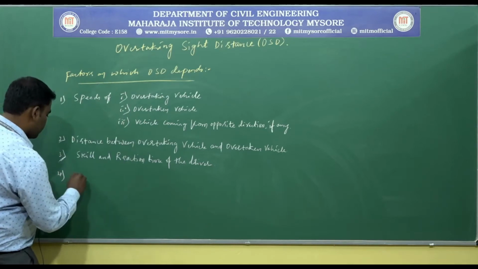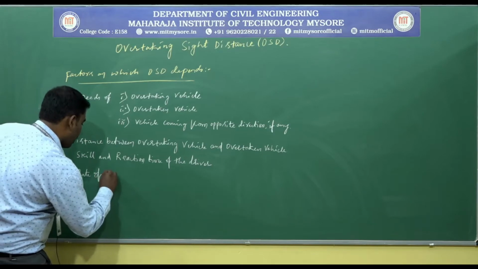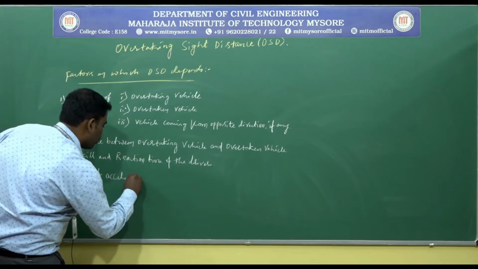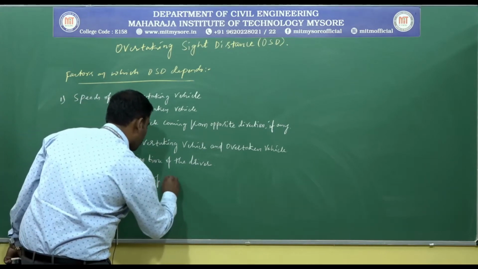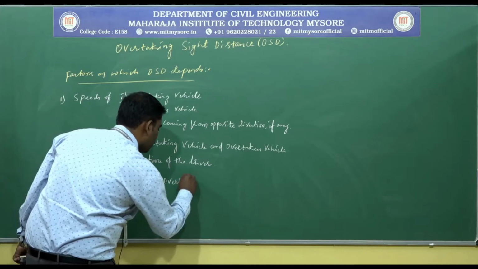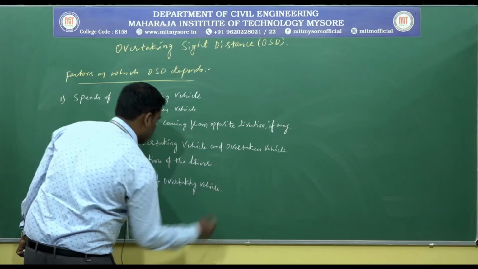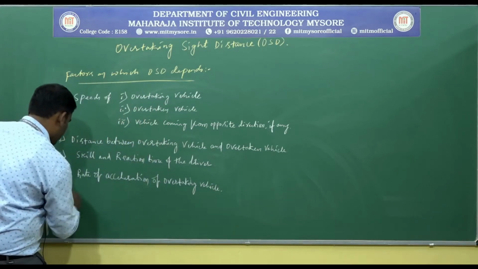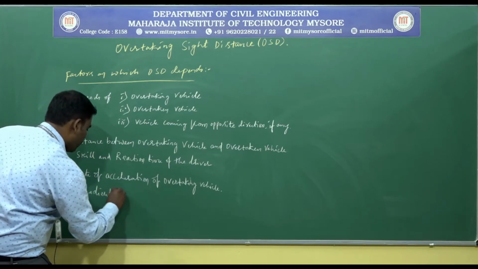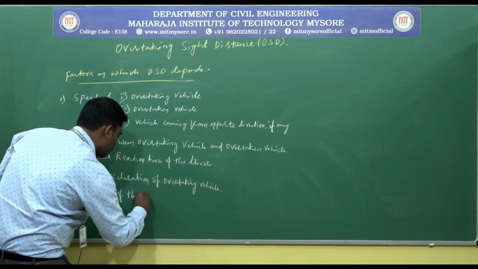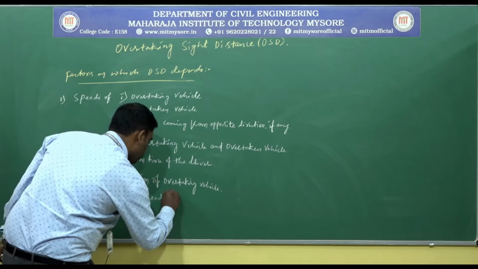Fourth one is rate of acceleration of overtaking vehicle. And fifth one is gradient of the road, if any.